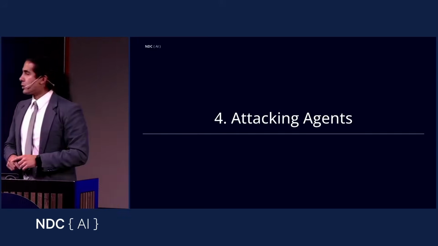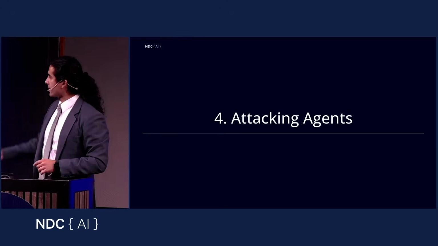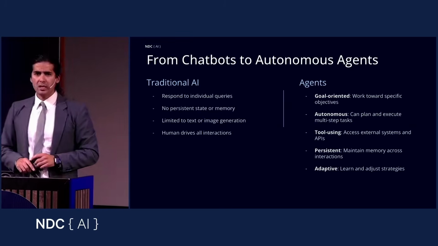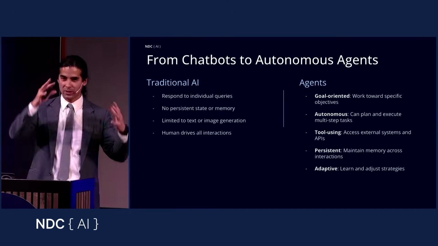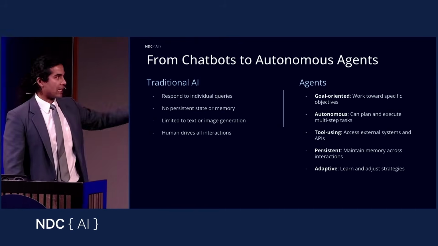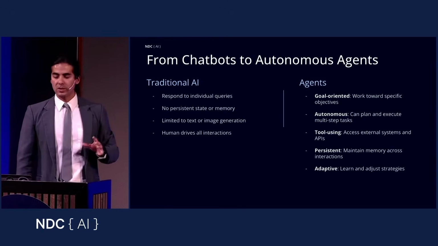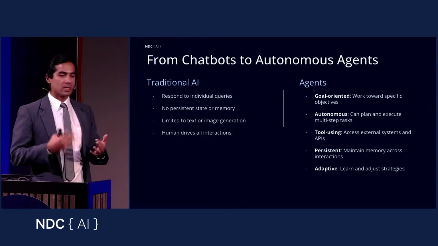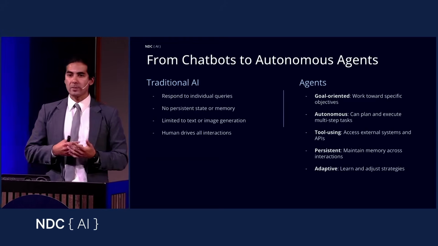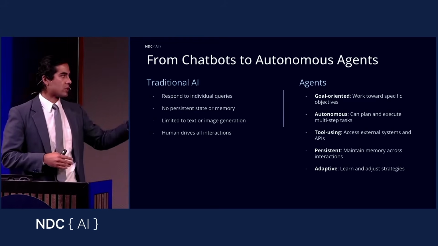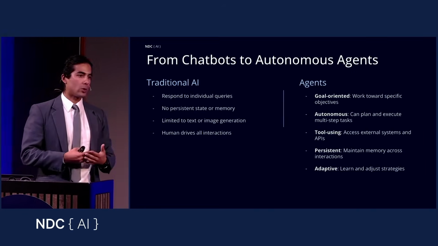So now we'll move into attacking agents. With traditional AI systems, so now we have the Gen AI systems that I'm sort of bucketing into the traditional AI systems, these are usually responding to an individual query, right? So they have no persistent memory. They tend to be a little bit simpler. They're very limited in their context, in the type of inputs they can handle, perhaps just image, some text, and the key idea being that the human drives all of the interaction.